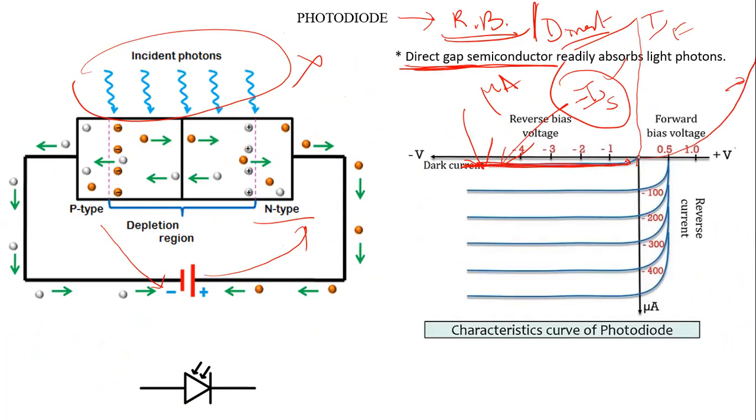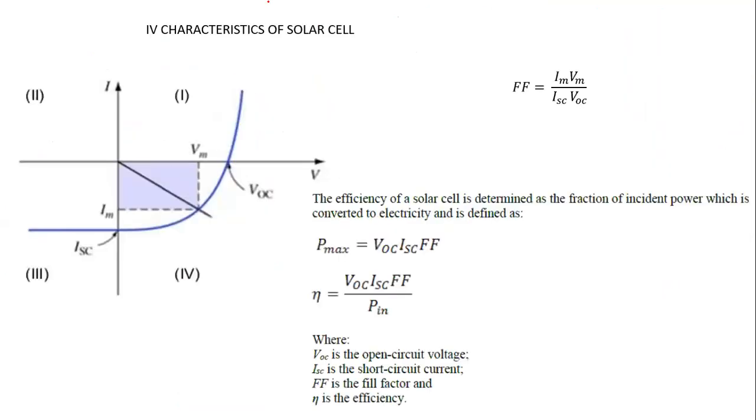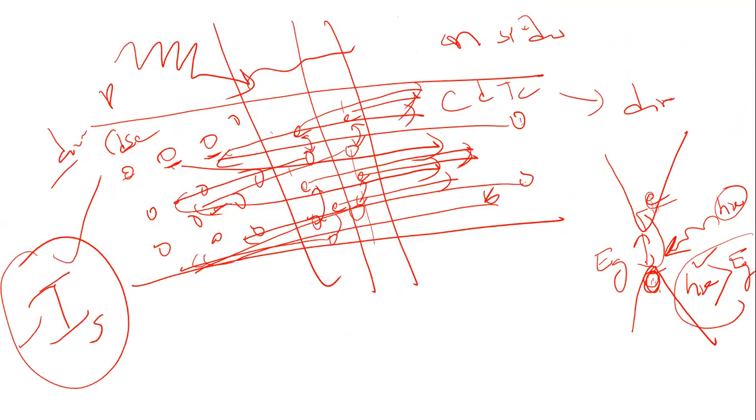Right. So when we have a p-n junction made up of direct band gap semiconductors, and light radiation illuminates the direct band gap semiconductor, this light radiation will be absorbed by these semiconductors. In absorbing light radiation, electrons from the top of the valence band will jump to the bottom of the conduction band, thereby forming electron hole pairs.